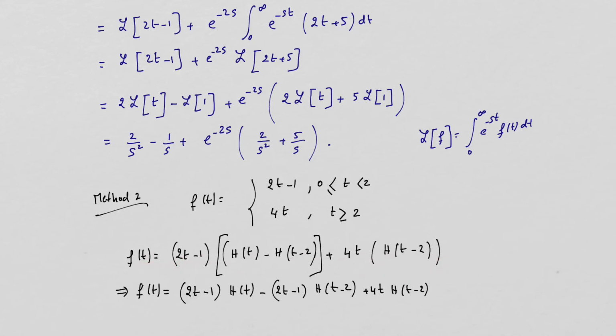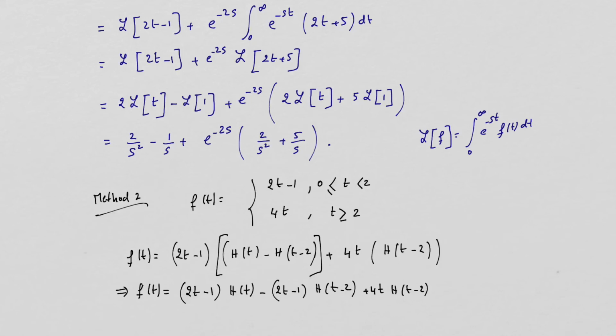And let's see if we can pull it. It's some function times h of t minus 0 minus h of t minus 2. Isn't that true? It starts at 0. Think of this as h of t minus 0, so it starts at 0 and it ends at 2. Okay? Plus 4t times h of t minus 2, because it doesn't end. If you can write it like this, you will never have a problem, because that is the hardest thing to do.